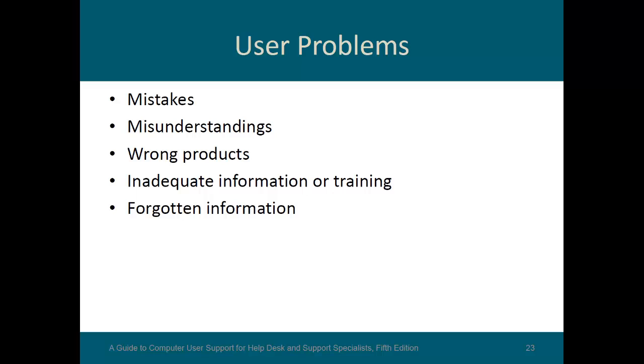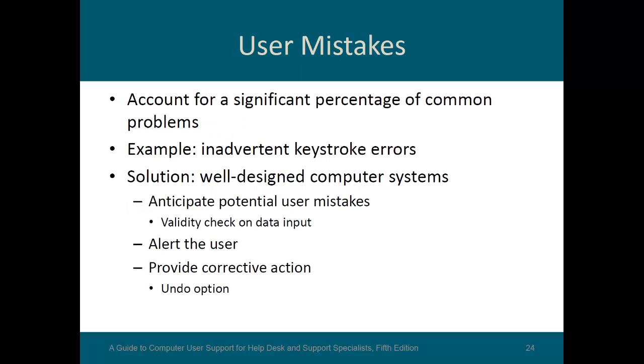Other user problems could be mistakes, misunderstandings about how to use the product, wrong product, ordering the wrong product for what they're trying to accomplish, inadequate information or training from the vendor, that happens quite often, or forgotten information. User mistakes account for a significant percentage of common problems. An example would be inadvertent keystroke errors. The solution would be a well-designed computer system. Anticipate potential user mistakes, validity check on data input, alert the user, provide corrective action such as the undo option.